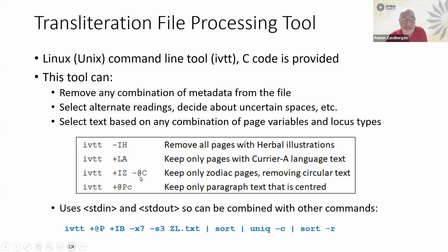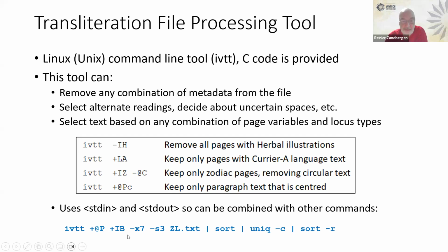In the third example, we see we can combine these. +IZ -C means we keep only zodiac pages, but we remove circular text. This is a very powerful tool. It can do many different things. Any combination of these options is possible. It also uses, in a Linux, Unix style, the standard input and the standard output, so it can be combined with other Unix commands in pipes. So this is really for Unix users.